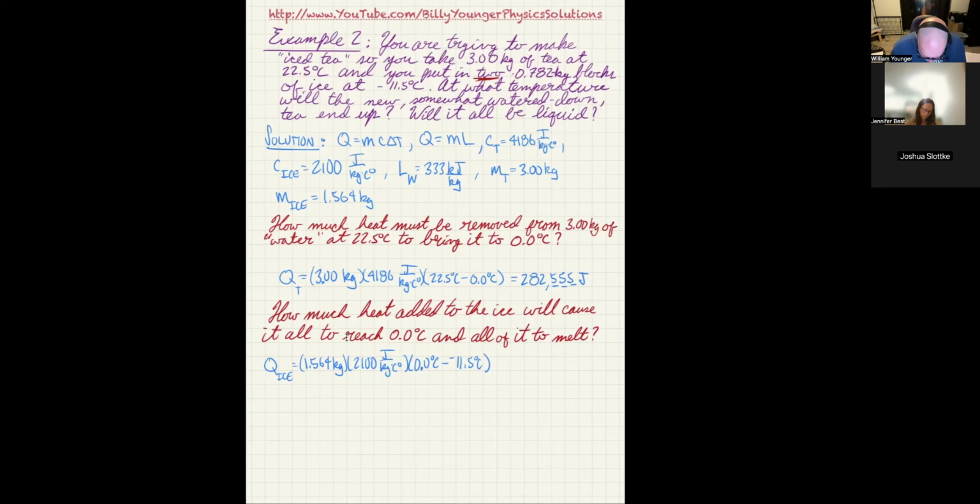All right, so that gets our ice cubes from negative 11.5 up to 0, but now I've got to add enough heat to overcome what we call the latent heat. So I've got to add as well to that 333 kilojoules per kilogram. So I'm now going to say plus 1.564 kilograms times 333,000 joules per kilogram. And when we compare the number that we get here to the number we got above, that can tell us what's likely to happen.